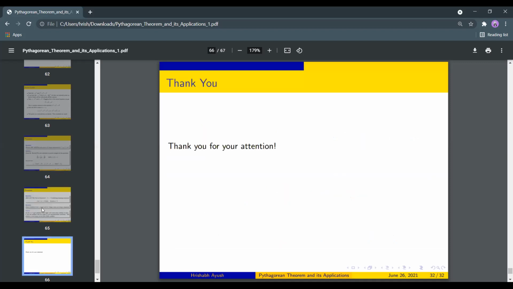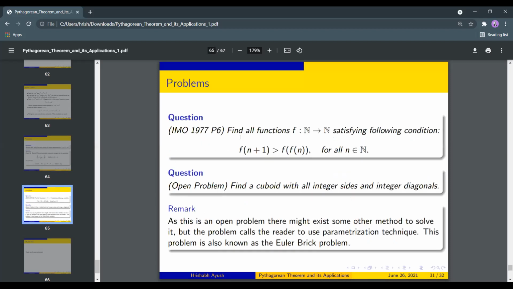I'll upload the solution to this one as well. So this is an open problem, that is, find a cuboid with all integer sides and integer diagonals. That's the Euclid brick, right? Yeah, I wrote it here. This is the remark on this problem, and this is an open problem. There might exist some other method to solve this, but the problem calls the reader to use parameterization techniques, and it is also known as the Euler brick problem.